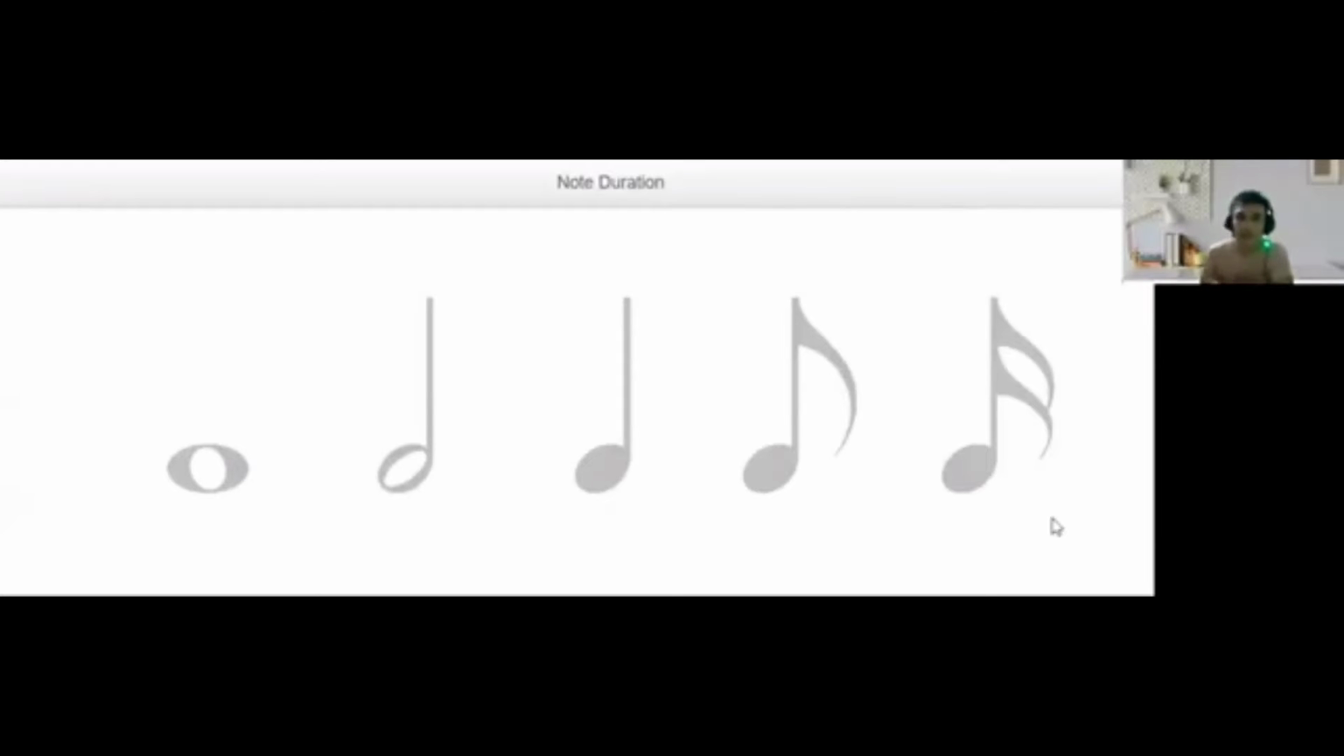Hi everyone, so we are still here in our music theory discussion, and it's already our lesson number 4. For today's lesson, we're going to be learning about note duration and also their parts and the kinds of notes. Basically, the length of time that the note is played is called a note duration. They are determined by the type of note.